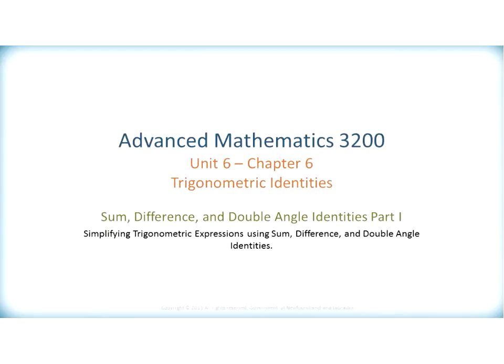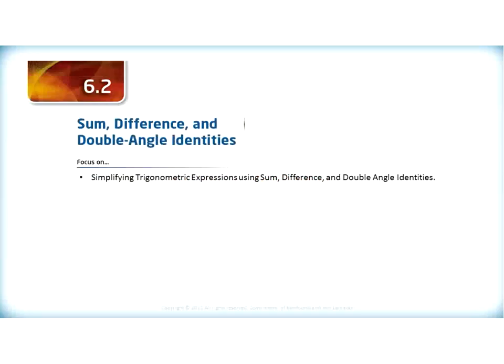Okay, this lesson we're looking at Unit 6, Chapter 6, Trigonometric Identities. We're looking at the sum, difference, and double angle identities. This is Part 1, and we're going to be simplifying trigonometric expressions using the sum, difference, and double angle identities. So again, this is from Section 6.2, and the focus again is going to be on simplifying trig expressions using your sum, difference, and double angle identities.